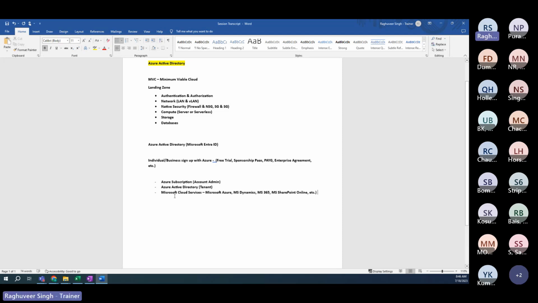So for any Microsoft Cloud service that you sign up for and start your relationship with, you will get an Azure Active Directory tenant. Now, why do you get a tenant? When there are 1,000 businesses who are using Microsoft Azure Cloud, when they log into Microsoft Azure or into their respective account, they basically provide their email, which is the username, and password.